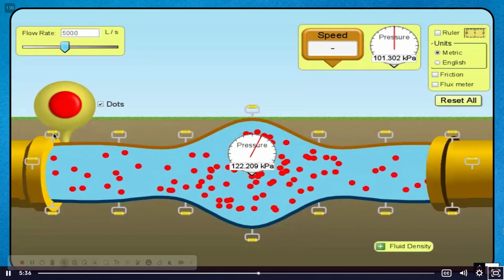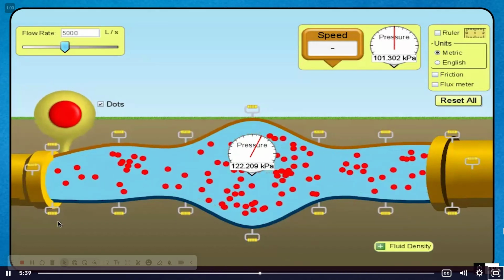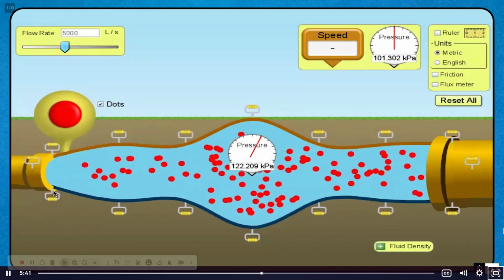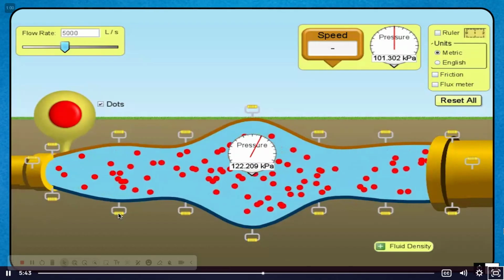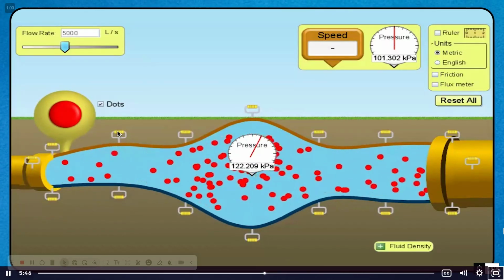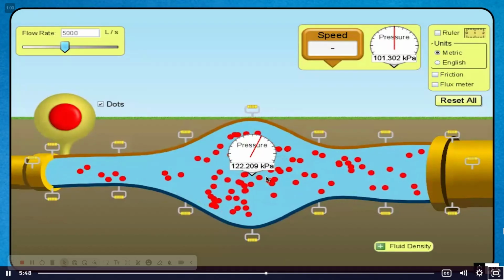I could also decrease the cross-sectional area, which I'm doing on the left side of the pipe now. If I decrease the cross-sectional area, the speed is going to increase. I know that because of the continuity equation.